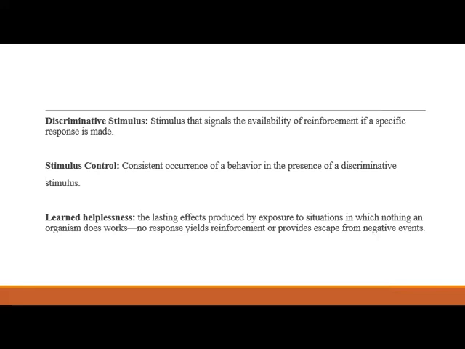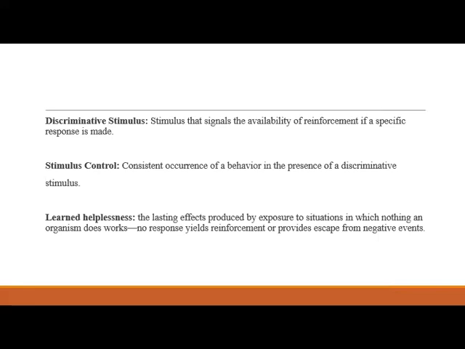Next thing we talk about is a discriminative stimulus. This is a stimulus that signals the availability of reinforcement if a specific response is made. And stimulus control is the consistent occurrence of a behavior in the presence of a discriminative stimulus.